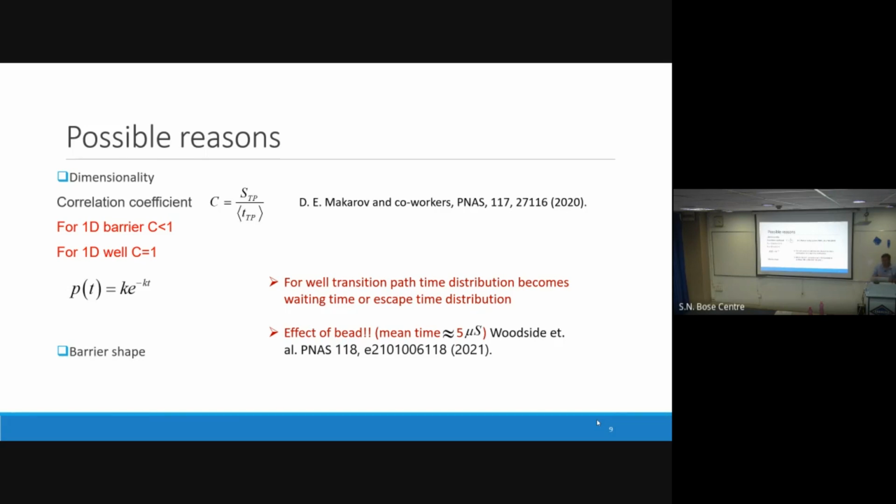Another important thing is that to include the effect of the bead, we need to introduce another coordinate in the dynamics, which will be the coordinate of the bead. So it will be a two-dimensional problem. One will be the coordinate of protein folding and unfolding, another will be the coordinate of the bead. Then we come back to the same problem with the correlation coefficient. We first check whether the correlation coefficient is greater than 1 or less than 1. If it is greater than 1, then a multi-dimensional problem is required. If it is less than 1, it is not at all required. So the only remaining solution for this problem is the barrier shape, which can affect the dynamics.